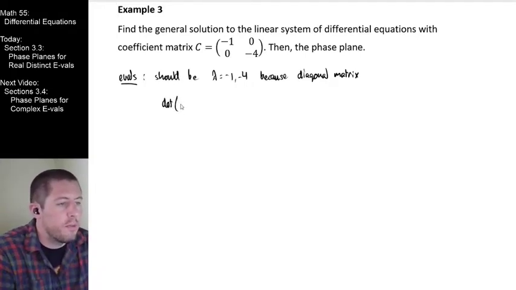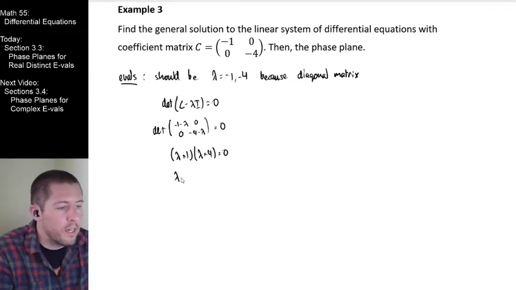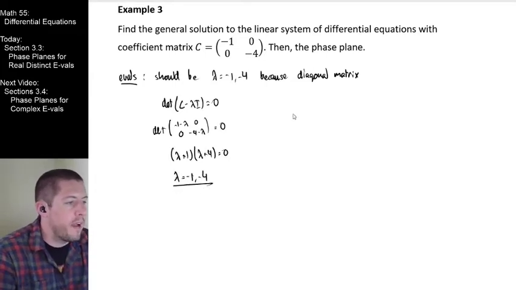Let's see, the determinant of C minus lambda I is equal to 0. This should be the determinant of [-1 minus lambda, 0; 0, -4 minus lambda], which is equal to 0. This gives me (lambda plus 1)(lambda plus 4) is 0. And what do you know? We're going to get lambda equals -1 and -4. Let's go ahead and find our eigenvectors.